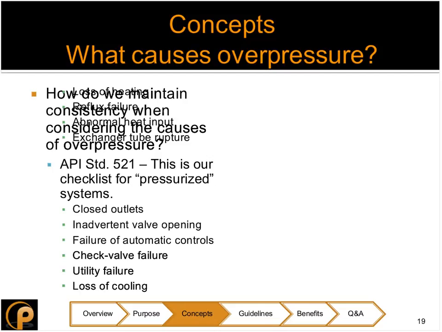We also have a loss of heating. We have reflux failure. We could have abnormal heat input. We could have an exchanger tube rupture. We could have transient pressure surges like a water hammer. We could have a fire. We could have process changes and chemical reaction, but there's even more than just this.